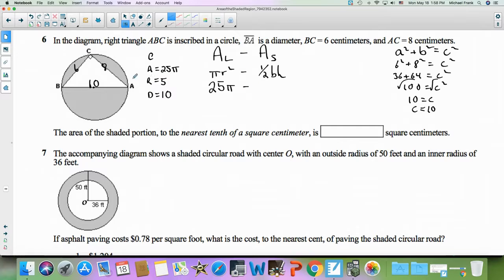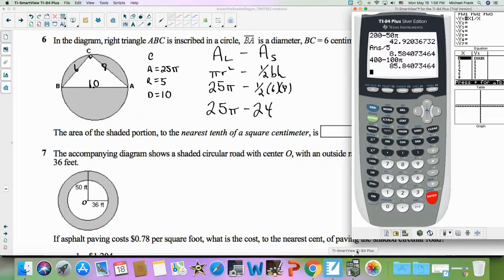Now, the base and the height happen to have been given to us in this problem because it's always going to be the two perpendicular sides, the legs, the 6 and the 8. So it's going to be 1/2 times 6 times 8. Now, they do want us to round this off to the nearest square centimeter. However, you know me, I like to simplify. 25 pi is as much as I'm going to simplify that, but half of 6 is 3 times 8 is 24. So that really would be our answer in terms of pi.